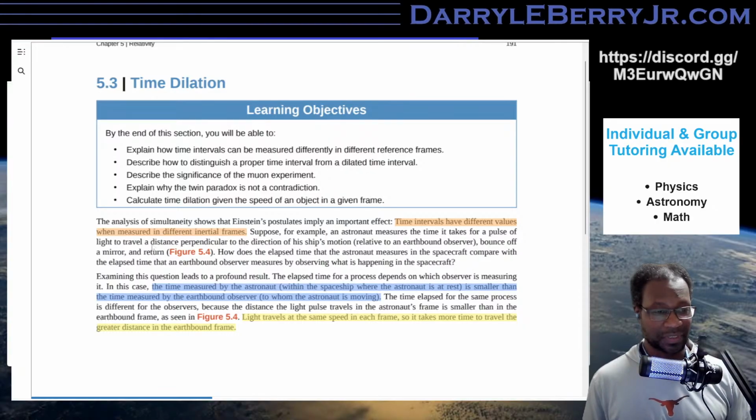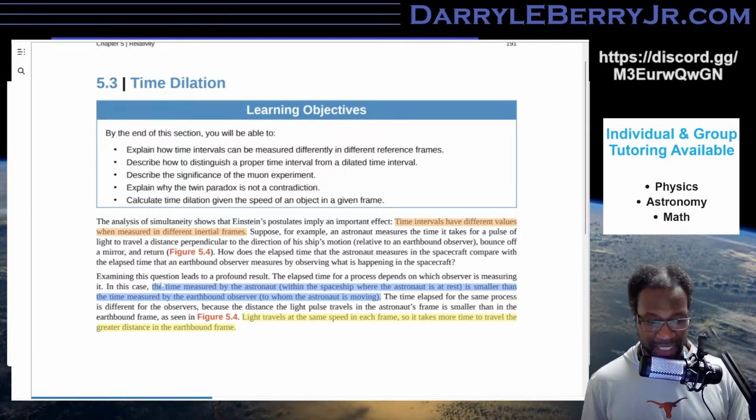So it says the analysis of simultaneity shows that Einstein's postulates imply an important effect. Time intervals have different values when measured in different inertial frames. Suppose, for example, an astronaut measures the time it takes for a pulse of light to travel a distance perpendicular to the direction of his ship's motion relative to an earthbound observer. It bounces off a mirror and returns back. How does the elapsed time for the astronaut measured in the spacecraft compare with the elapsed time that an earthbound observer measures by observing what's happening in the craft?